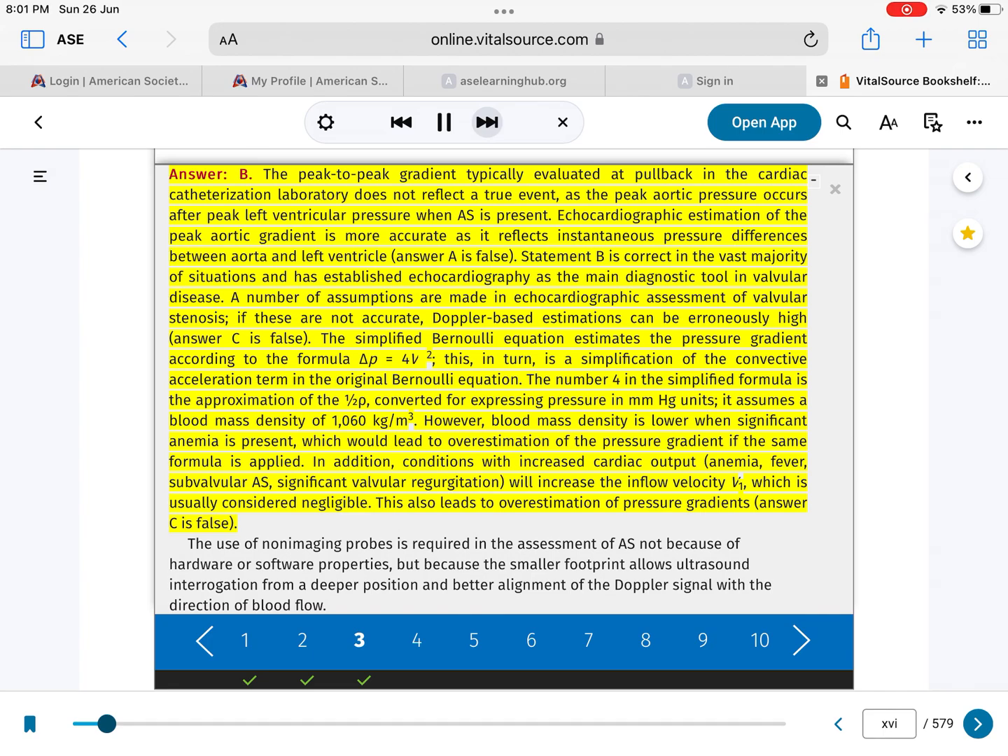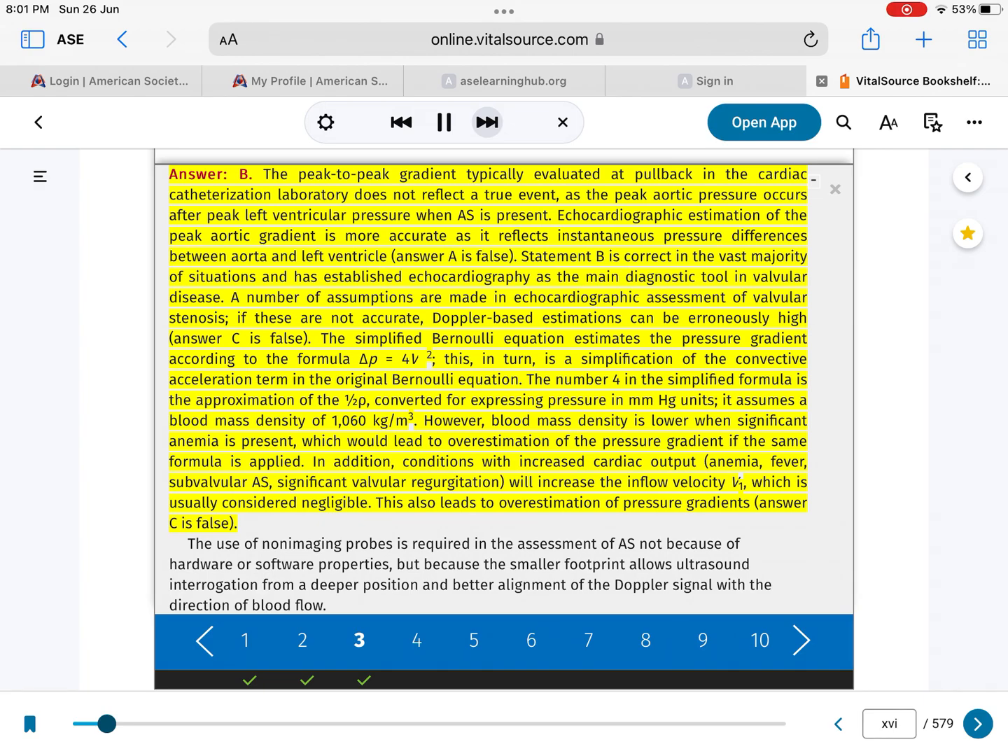Statement B is correct in the vast majority of situations and has established echocardiography as the main diagnostic tool in valvular disease. A number of assumptions are made in echocardiographic assessment of valvular stenosis. If these are not accurate, Doppler-based estimations can be erroneously high.